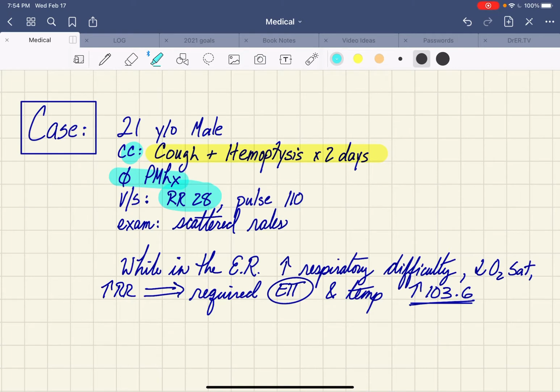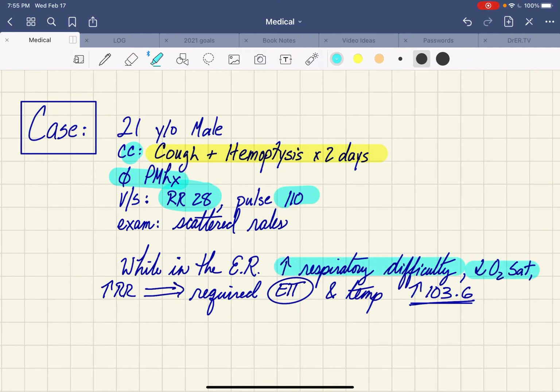Now, normal respiratory rate is between 12 and 15, so anything more than 16 is considered tachypnea, increased breathing rate, and a pulse of 110, which is actually high. For a normal healthy 21-year-old guy, heart rate should be 80, maybe 90, so this is an elevated heart rate. Exam reveals scattered rales. And what are rales? Rales sound like wetness.